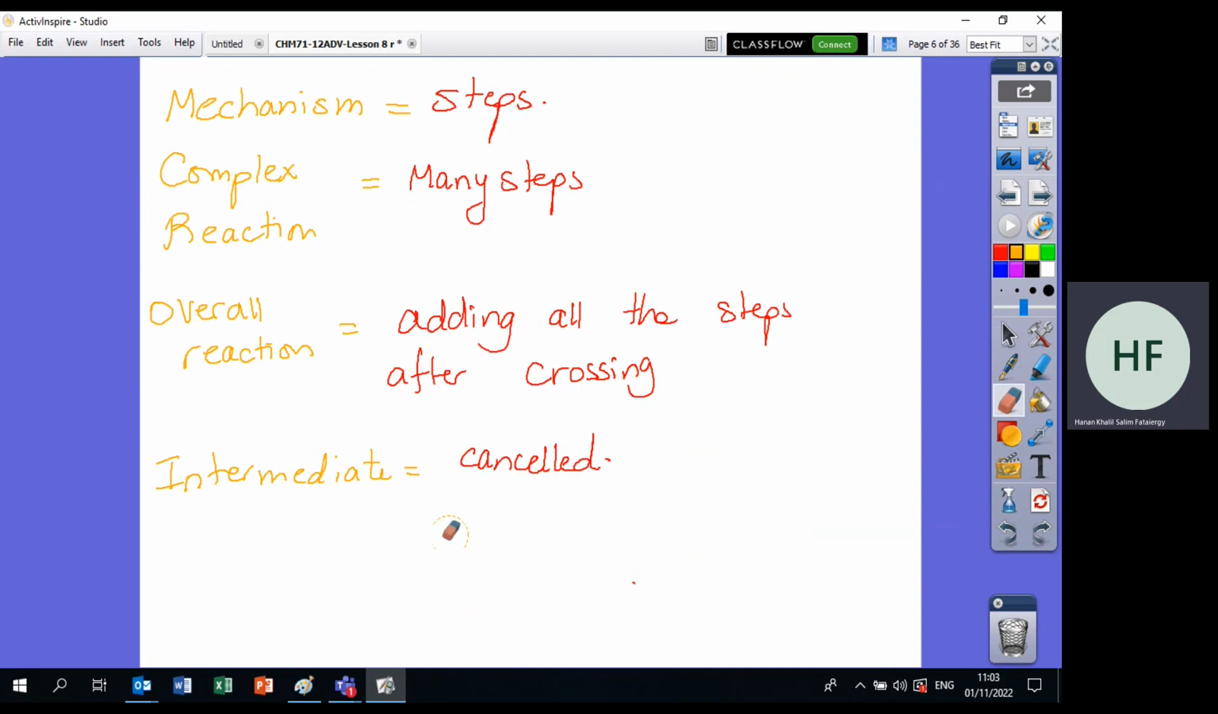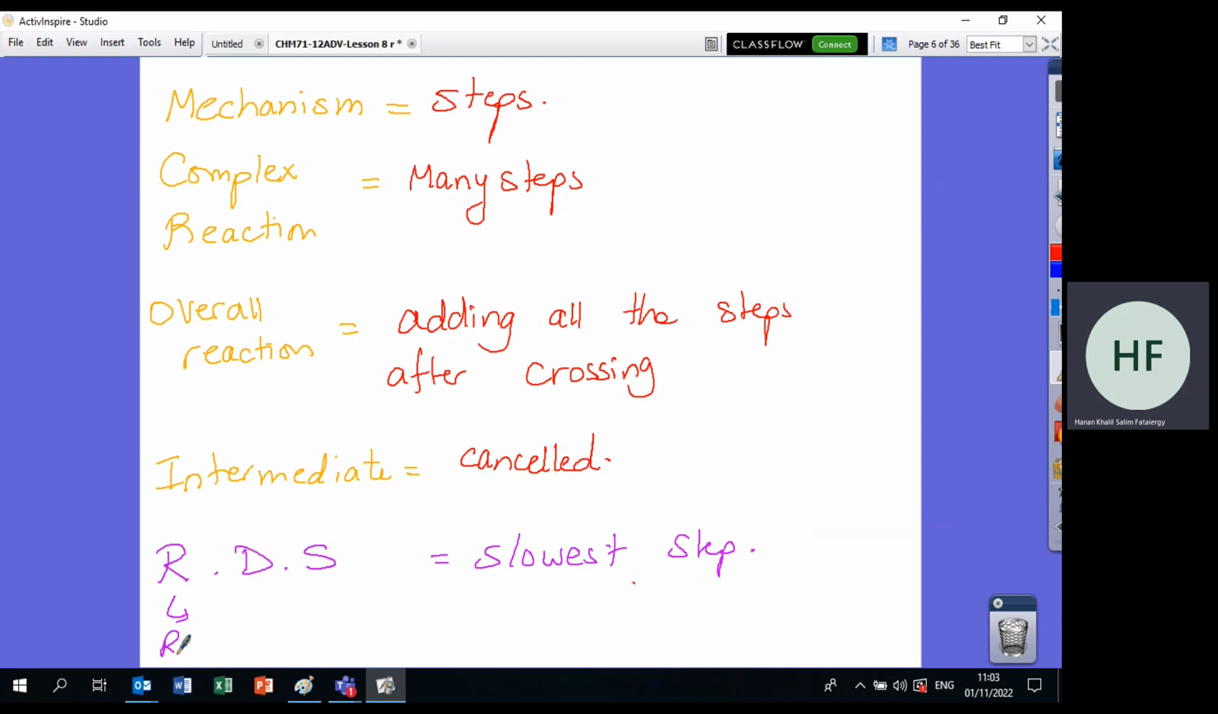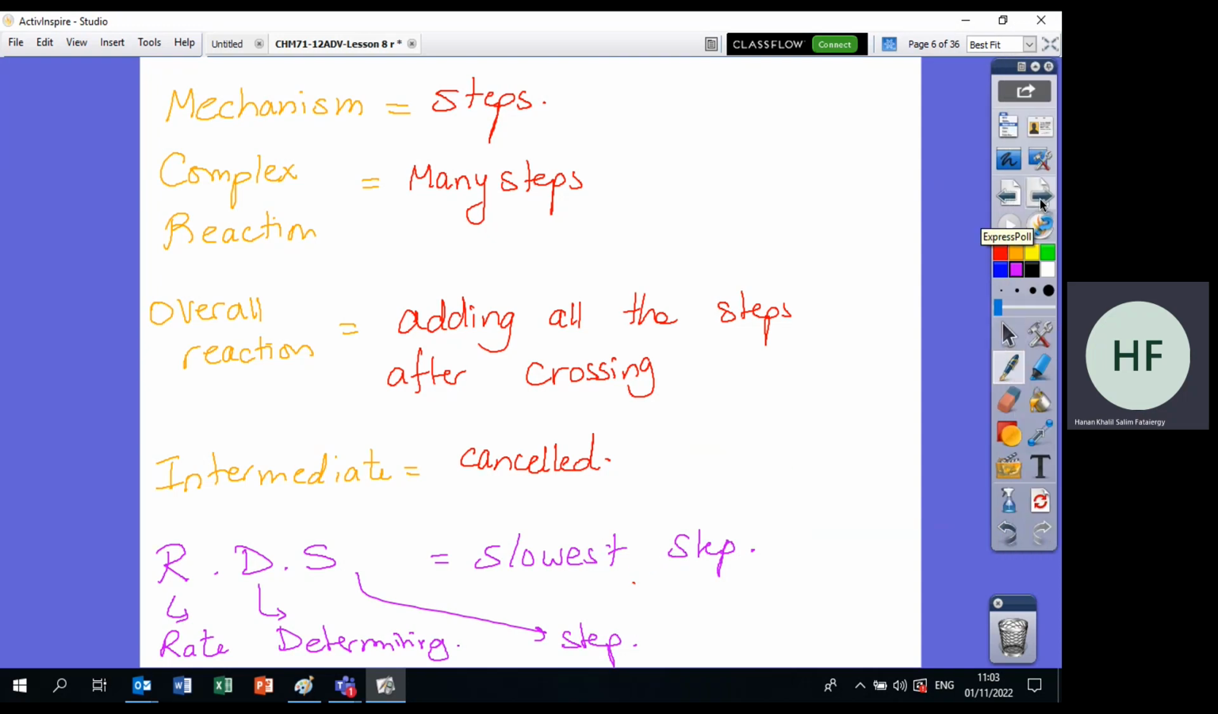So this is the slowest step, and it is also called, let me tell you what it is called. The slowest step, which takes the longer time, is also called RDS. R means rate, D means determining, and S means step. Always the rate determining step, or the speed of the reaction, depends on the slowest step, because it needs more time than the rest and I cannot make the reaction faster because this step is very slow.